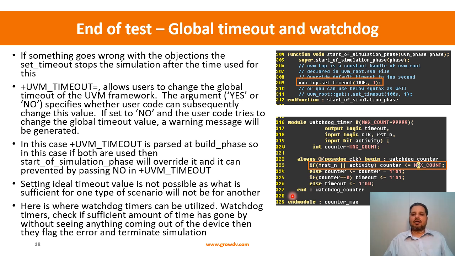then you can say that there isn't anything that is going to happen, and then you can flag a watchdog timeout error. So these are the various mechanisms that are available for you to implement the end of test and solve the problems associated with it.